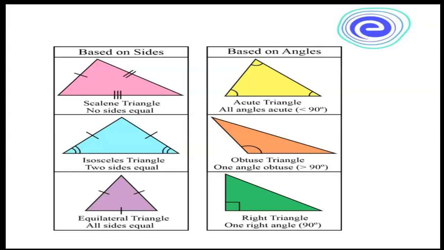Now let's classify triangles. You can classify triangles based on sides. A scalene triangle has no sides that are equal, an isosceles triangle has two sides that are equal, and an equilateral triangle has all sides that are equal. We can also classify triangles based on angles. An acute triangle has all angles less than 90 degrees. An obtuse triangle has one angle that is obtuse, which is greater than 90 degrees. And a right triangle has one right angle, which is exactly 90 degrees.